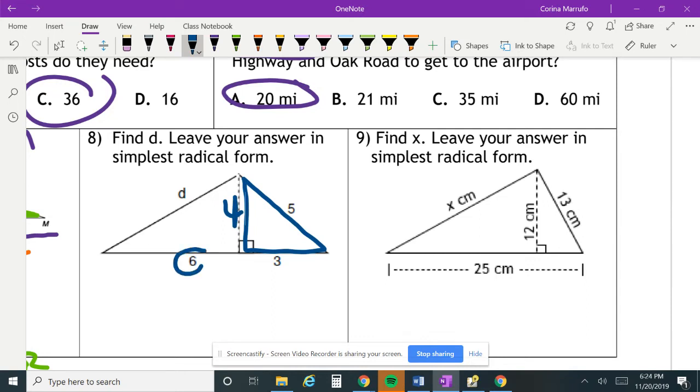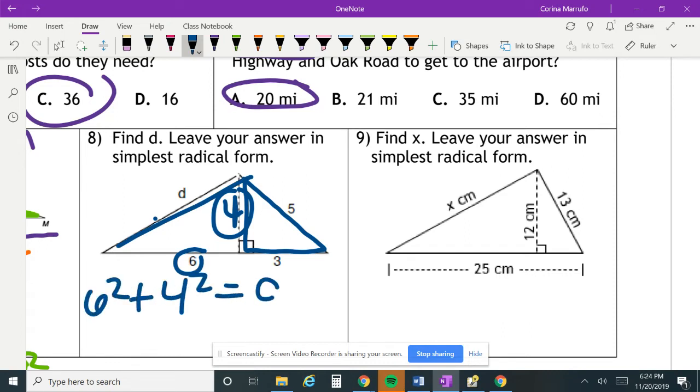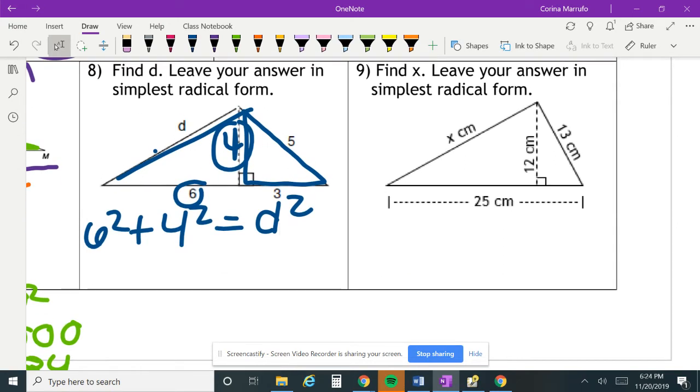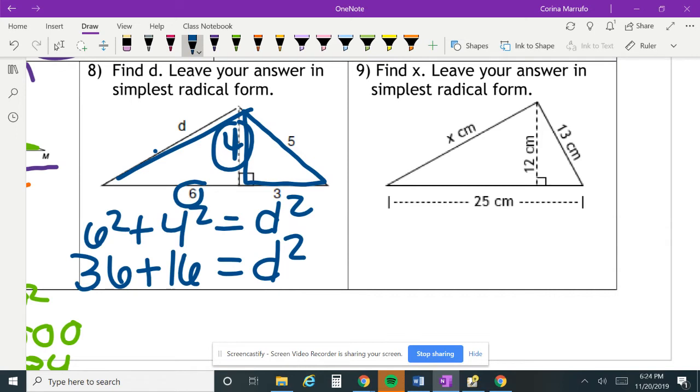Okay, now I'm going to use a squared plus b squared equals c squared to find d. So 6 squared plus 4 squared equals d squared. And then from there, 6 squared is 36. 4 squared is 16, and this is equal to d squared. 36 plus 16 is 52. This equals d squared, and we're going to have to simplify this.